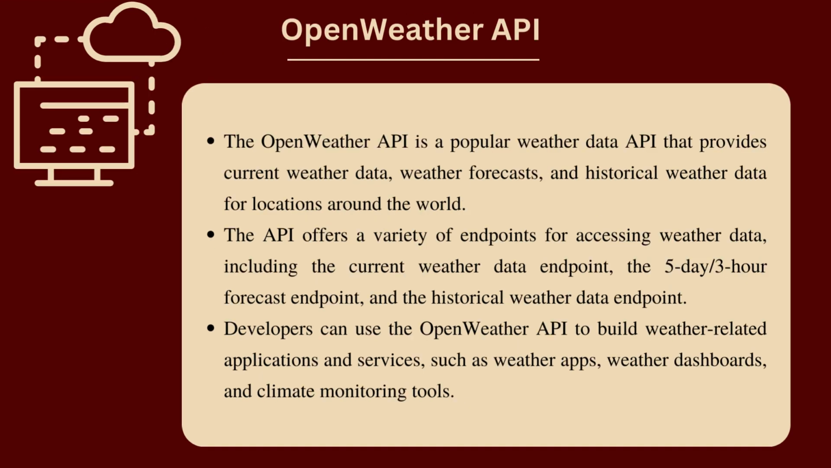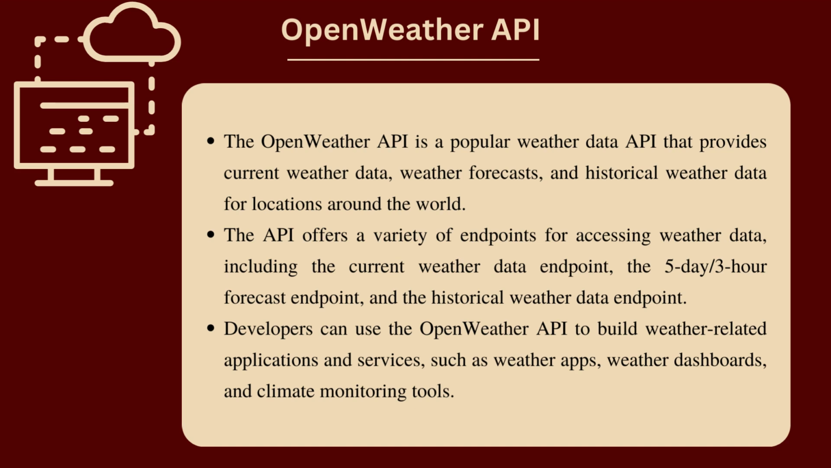The Open Weather API is a popular weather data API that provides current weather data, weather forecast, and historical weather data for locations around the world. The API offers a variety of endpoints for accessing weather data, including the current weather data endpoint, the 5-day or 3-hour forecast endpoint, and the historical weather data endpoint.